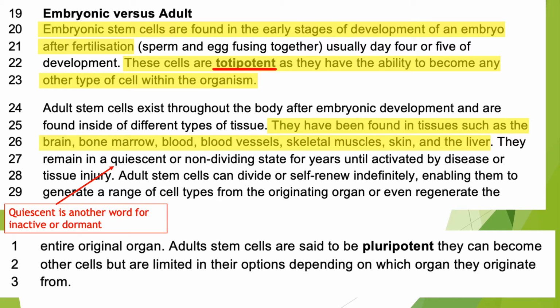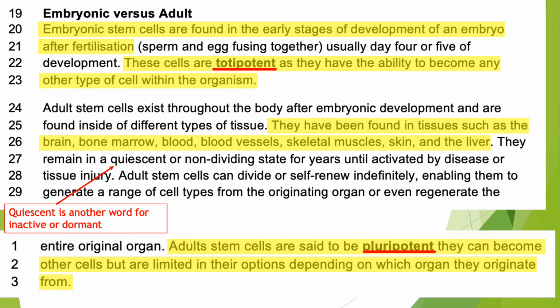That means that adult stem cells are said to be pluripotent. So there's that word right there. It means that they can become other cells, but are limited in their options depending on which organ they originate from. So just highlight that whole bit right there. And we are going to talk a little bit more about how stem cells are actually used.